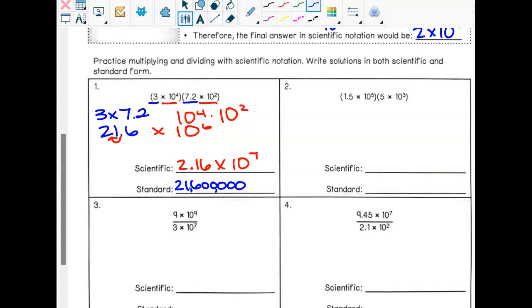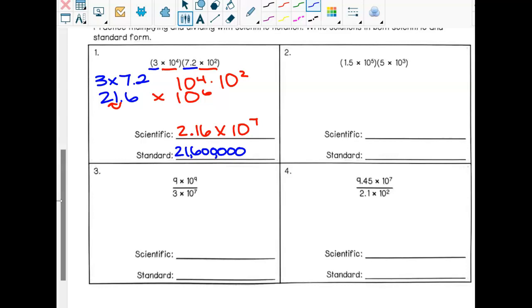So same thing. Actually, I'm going to save number 2. Let's do number 3 together. So the same rules apply. It's going to be easiest to just do 9 divided by 3. 9 divided by 3 is just 3. And it's going to be easiest to keep these together. 10 to the 9th divided by 10 to the 7th. So we end up subtracting, and those become 10 to the 2nd. So we don't have to convert anything there because 3 times 10 to the 2nd is acceptable for scientific notation. When we write that in standard form, that just means 3, and then you move it over 2 places, which is 300. Okay, I want you to try number 2 and number 4.